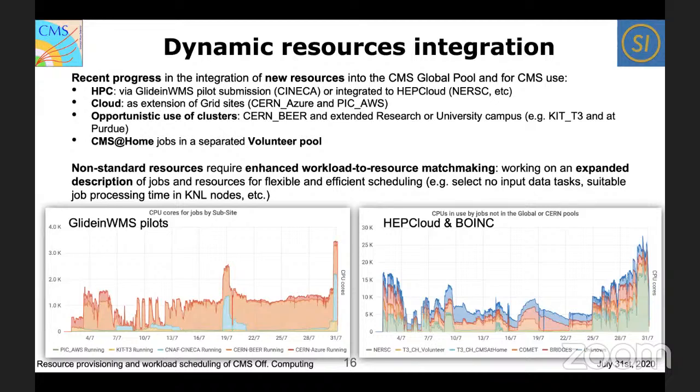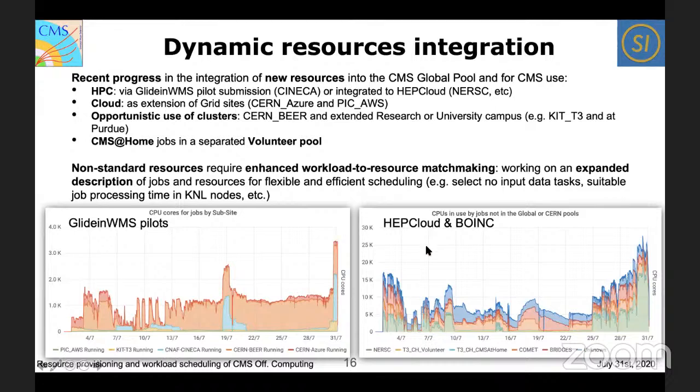We have been using NEO cluster. For example, you might have heard of this beer resource as CERN. This is batch on NEOS racks, let's say. And we have also access to extended research or university campus resources, such as, for example, in KIT or Purdue University. And finally, we have the volunteer pool for CMS at home.